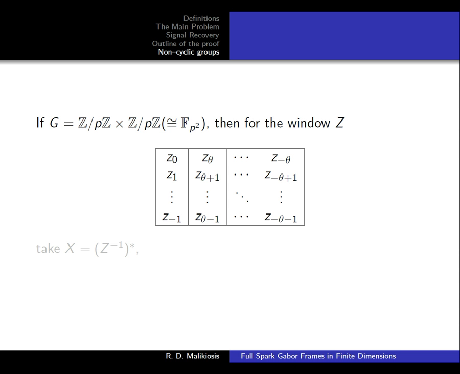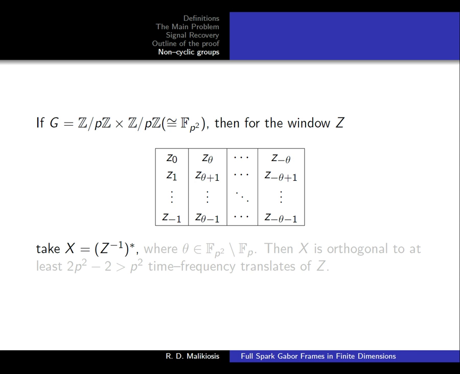So what you do for your arbitrary window z, you just arrange it as a square array, okay? So theta here is just an element of F_p squared that doesn't belong in F_p. So these are your elements here. And if you write it as a matrix, then the vector that is orthogonal to too many time-frequency translates is just the conjugate transpose of the inverse matrix.